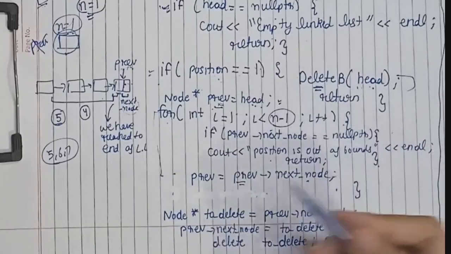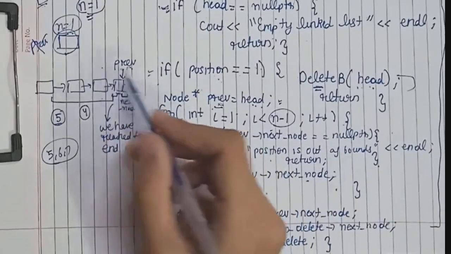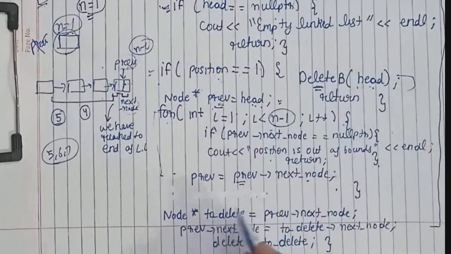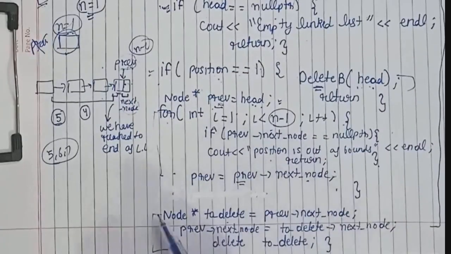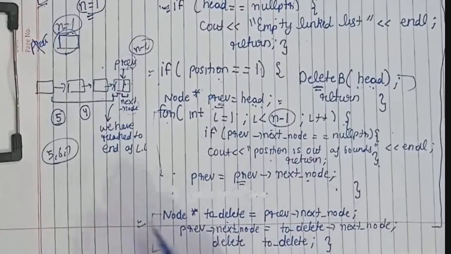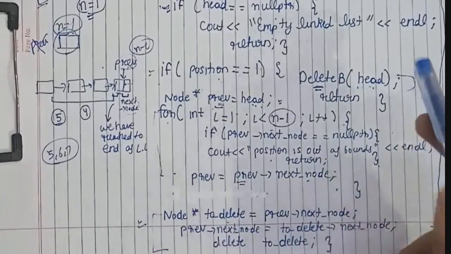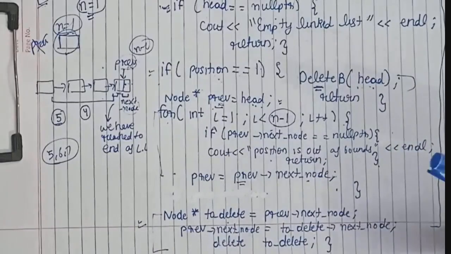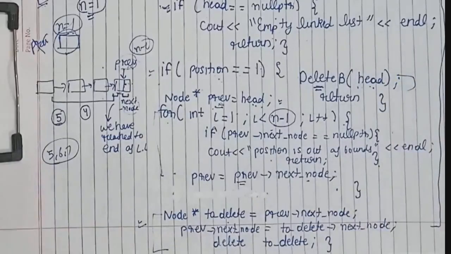And once we have finished this loop and the previous pointer has reached the n-1th position, then as I've told you, we will make a to-delete node, and we will perform these 3 steps that I have explained earlier, and after this we will be able to perform the task given to us. Now I hope that this function is also clear to you. So now let us move on to Visual Studio Code and see the working of these functions there.